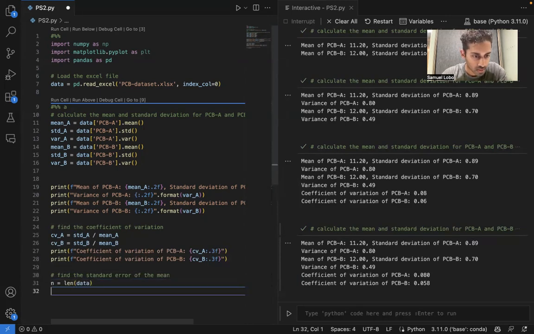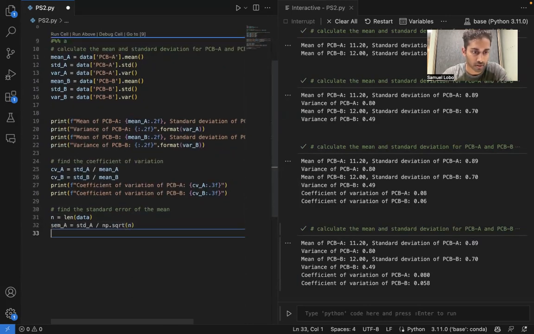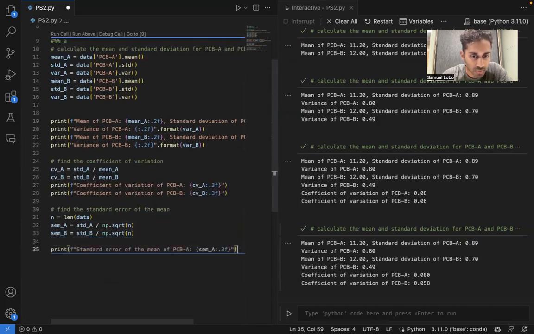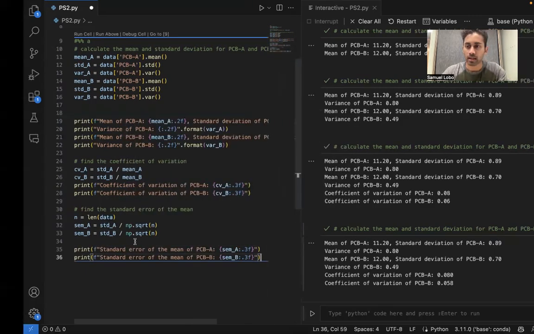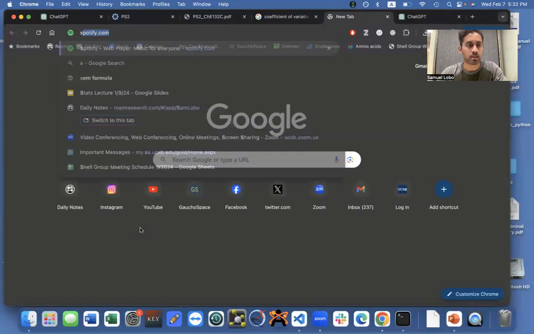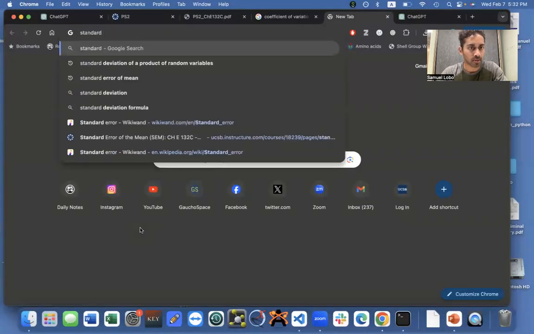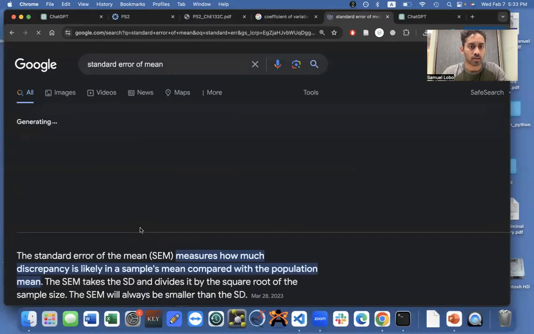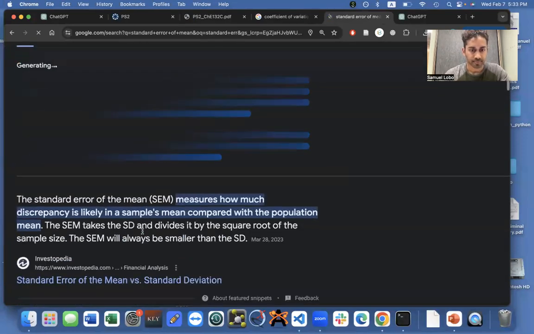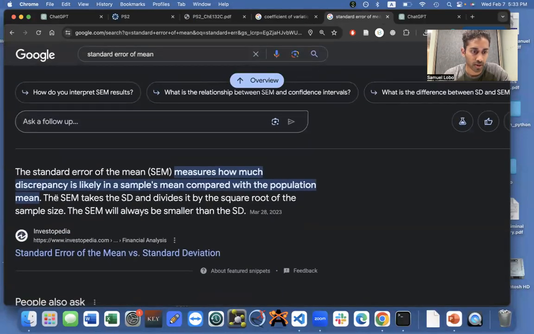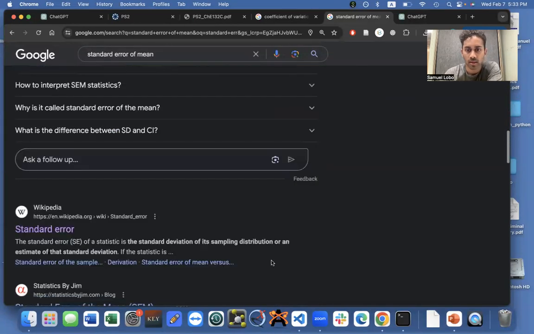Okay, and it looks like Copilot is already filling a lot of this stuff in for me. It's quite easy. Let's look at the formula. It looks like it's a standard deviation divided by the square root of n. And if you forgot what standard error of the mean is, you could ask ChatGPT about it, or you could just Google it. So it's saying it's the measure of how much discrepancy is in the sample's mean compared with the population mean.